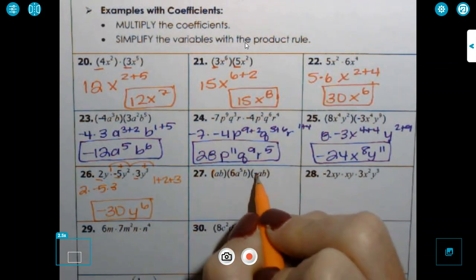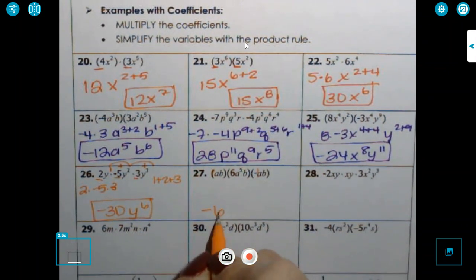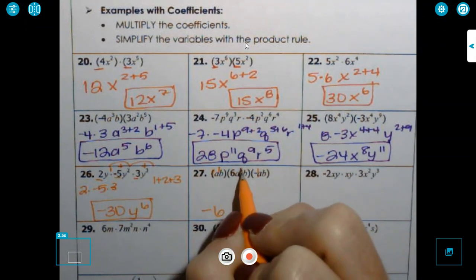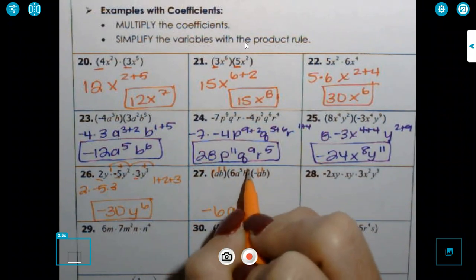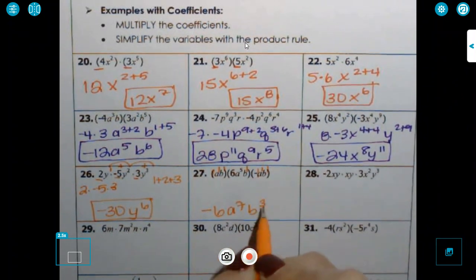Okay, 1 times 6 times -1 is -6. A is 1, plus 5 is 6, plus another 1 is 7. B is 1 plus 1 plus 1, which is 3.